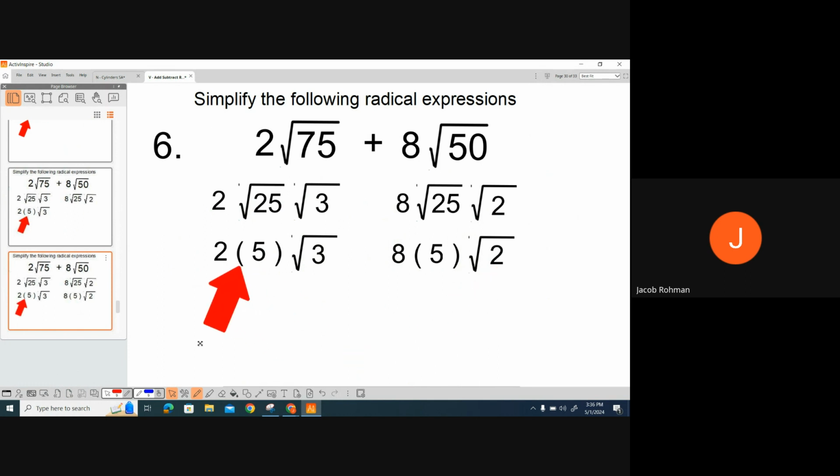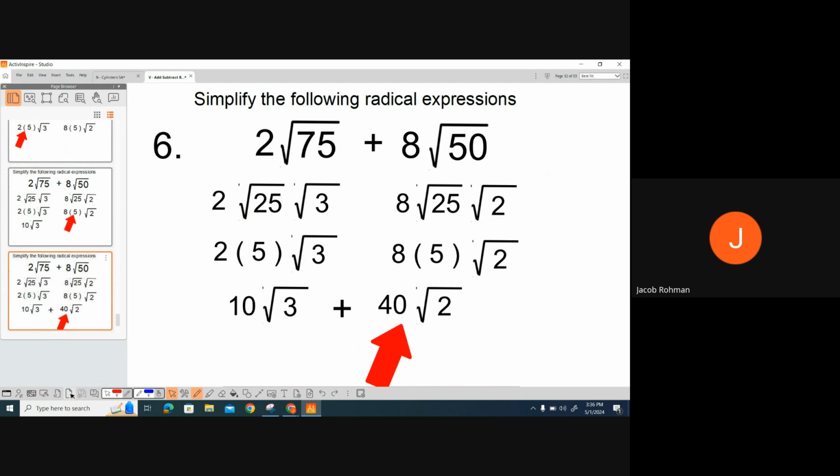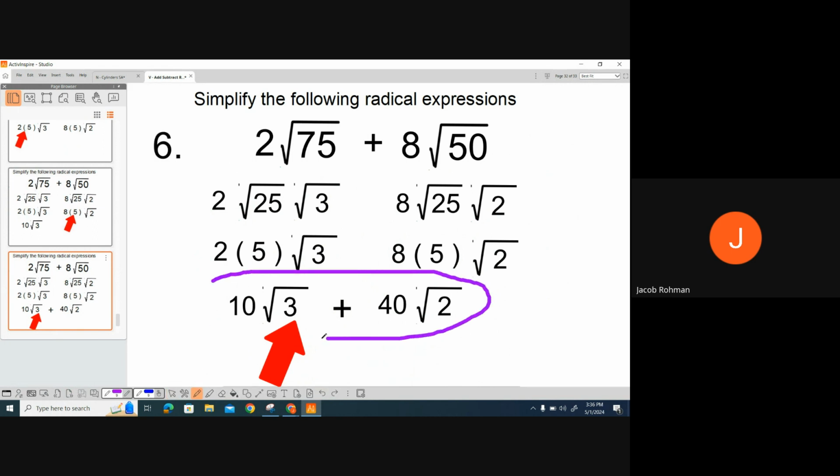So now I just take 2 times 5, which is going to be 10 root 3. And here it's going to be 5 times 8, which is 40 root 2. And then this plus sign just drops down in the middle. Since these two don't have a common radicand, there's a 3 and a 2, we would say that this expression is our simplified expression. So we would circle this as our final simplified expression.